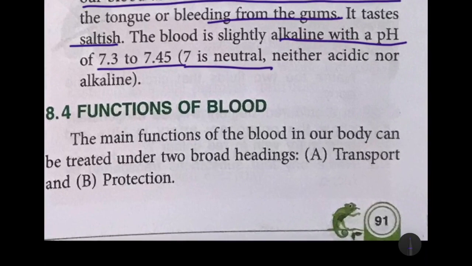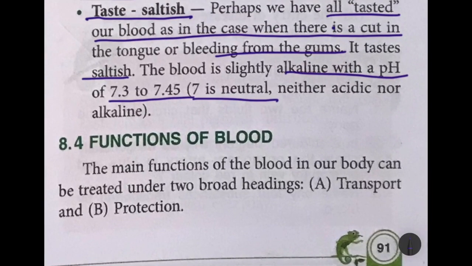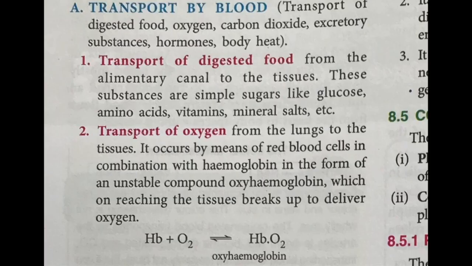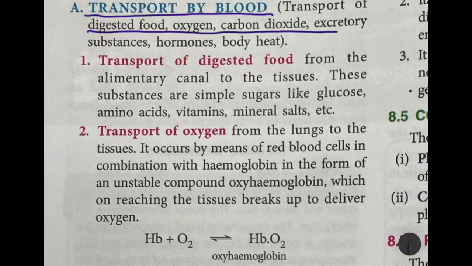Now, moving on to the functions of blood. The main function of blood in our body is treated under 2 broad headings. One is transport of substances from one place to another place, and then the other is protection. So when we talk about transport by blood, we are talking about transport of digested food, oxygen, carbon dioxide, excretory substances, hormones, and body heat.